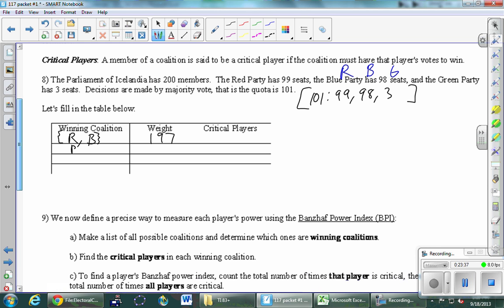So we could do red and green. Right? And the total there is 102, which is enough. It's just barely enough, but it's enough. And I don't know if we said this before, but 101 is technically enough as well. So like 101, it doesn't need to be more than. Just 101 is fine. And then B and G does too. Let's see. So B and G, what's the total for B and G? It's 101. So they just barely squeak by, but they can pass the motion, the two of them together.